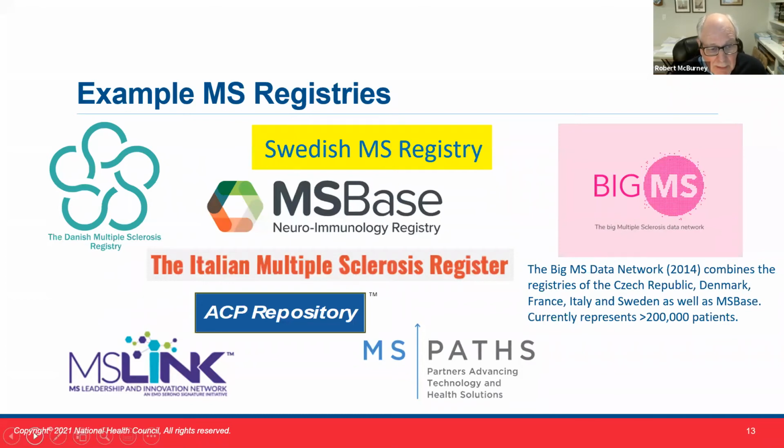Just down below, I have a couple of other things represented. Two industry-sponsored registries called MS Link and MS Paths, which have just got off the ground in the last few years, MS Link most recently, and also the Accelerated Cure Project repository, which contains both data and biosamples collected from 10 clinical MS clinics across the United States. Next slide, please.